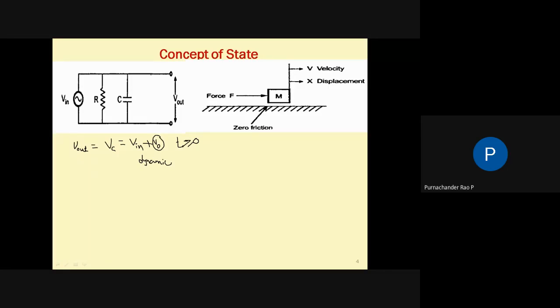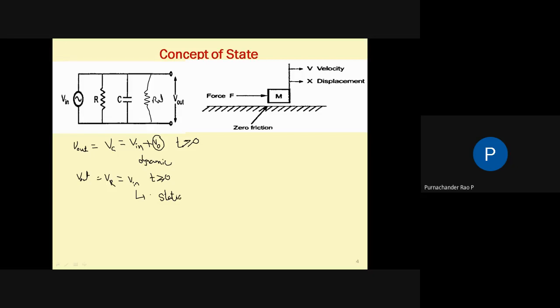Let us assume that this is only a resistor, R output. So what is the V output for this circuit? V output will be equal to the voltage across the resistor, so this is equal to V input, for time t greater than or equal to 0. As the time progresses, there is no change in your input. Such systems are called zero memory systems or static systems.